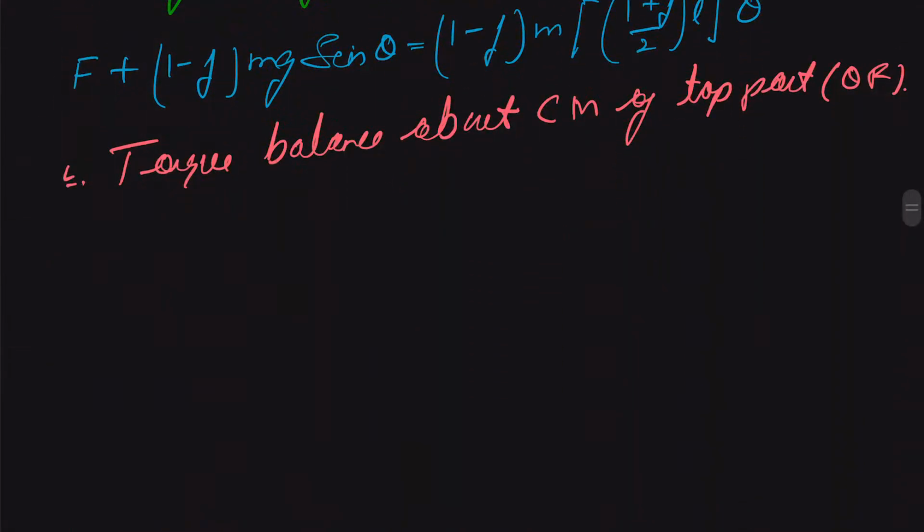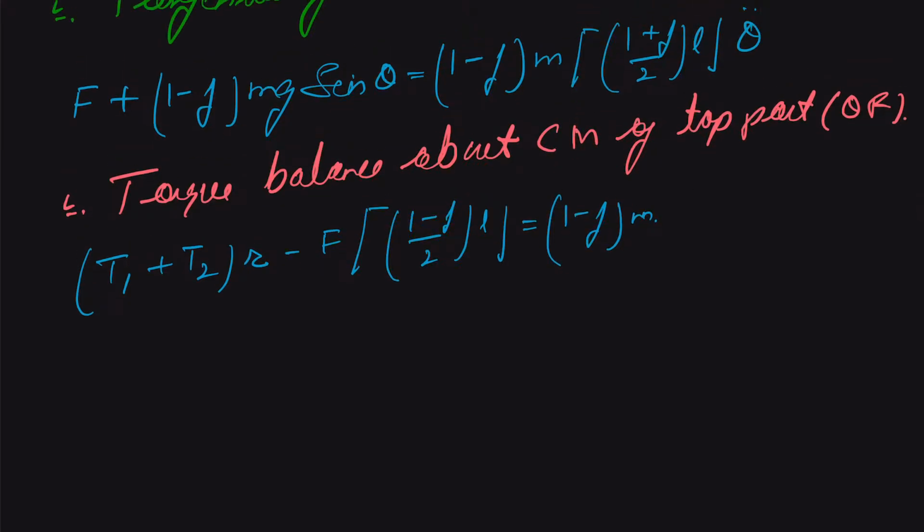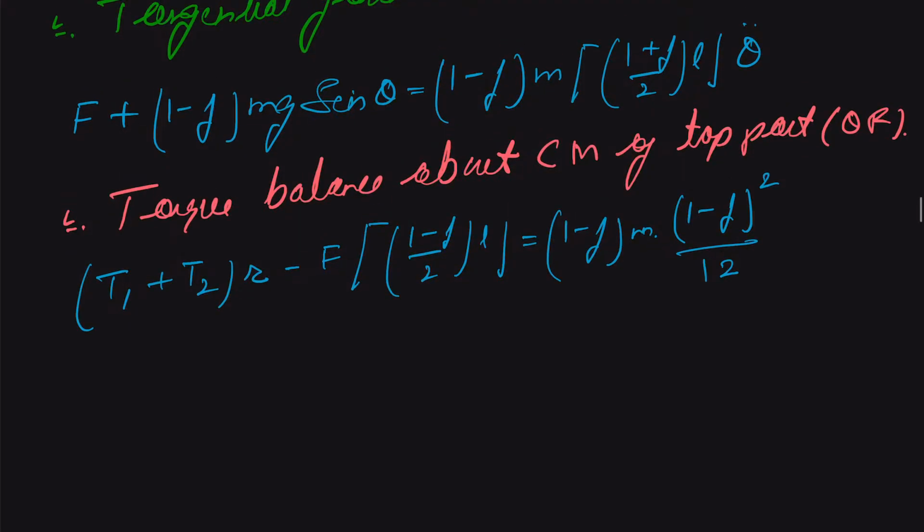Therefore this will be T1 r plus T2 r. We can combine them, (T1 plus T2) times r, and minus this force F times (1 minus F) by 2 times L, which will be equal to (1 minus F) times M times (1 minus F) whole square divided by 12, this L square times θ double derivative. So this is our torque balance equation.